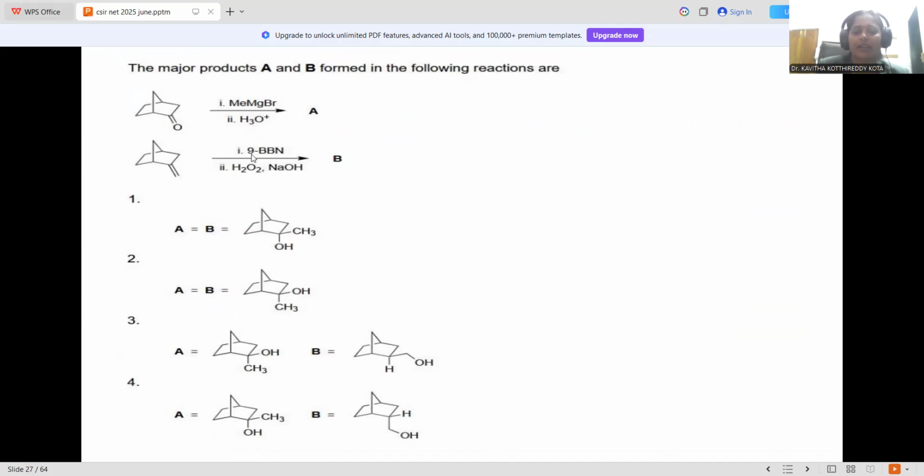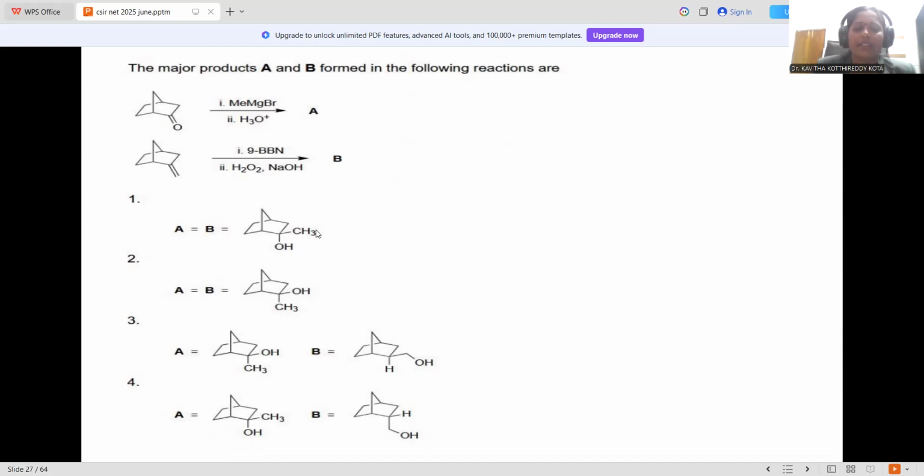And here the reagent is also changed. Instead of Grignard reagent, here 9-BBN is added. So this is a hydroboration process, and subsequently hydrogen peroxide in the presence of sodium hydroxide, another reagent, is added. So compound B will be generated. So what are the major products A and B to be identified?